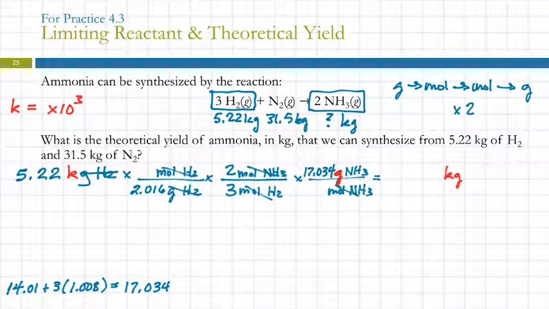5.22 divided by 2.016 times 2 divided by 3 times 17.034 equals, how many significant figures should this answer have? 3. So what I'm going to do here is write down 3 and then 2 extra digits. So there's my 3 sig figs. And then I'm going to write down the 2 next digits. I don't have to worry about rounding or anything. And then I'm going to round it and say this is 29.4 kilograms.